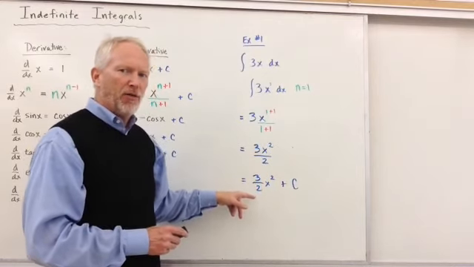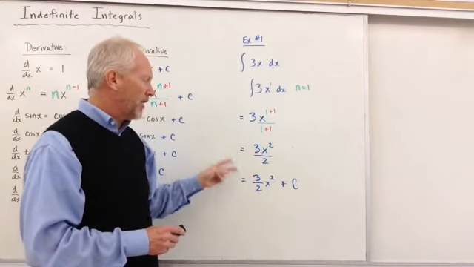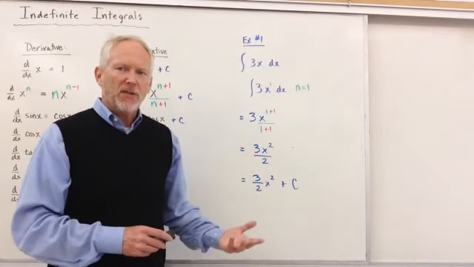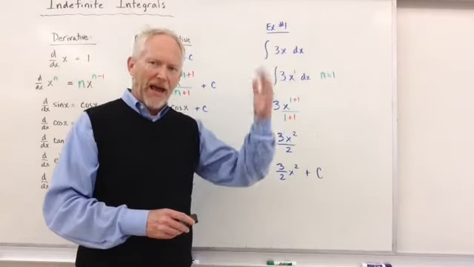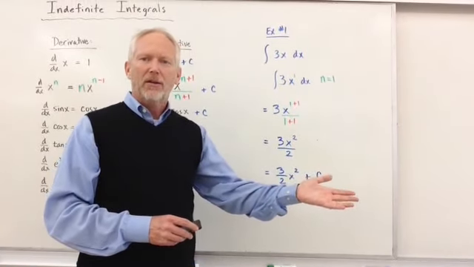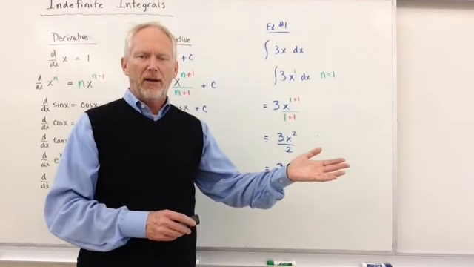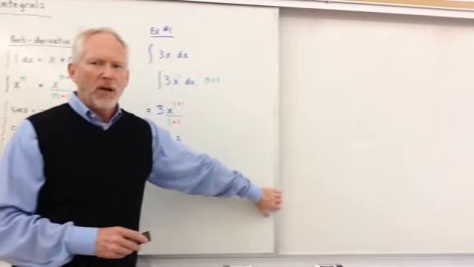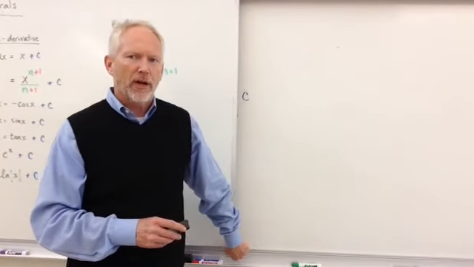And finally, we get 3 halves. We can bring the 3 halves out. 3/2 x squared plus c. And that's basically what you do. You just add 1 to the power, and then make sure you divide the denominator by that power plus 1 as well. All right, let's look at another example involving some trig.